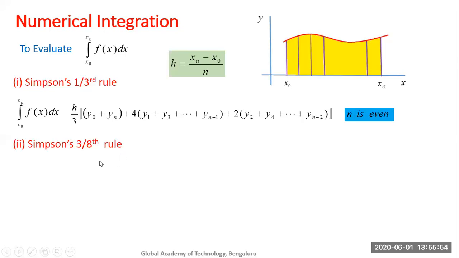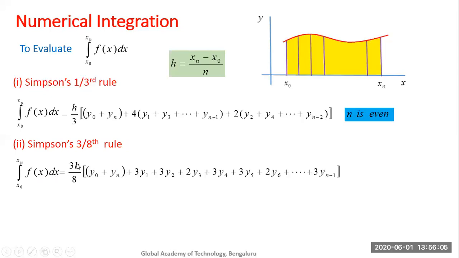We have one more formula, one more rule called Simpson's 3/8 rule. Again, this formula is to find the value of the integral x naught to xn f of x dx, which is given by 3h by 8. H is the step length, so 3h by 8. Once again, y0 plus yn. And for the remaining ordinates, it is 3y1 plus 3y2 plus 2y3, 3y4, 3y5 plus 2y6. And it continues, it goes up to 3yn minus 1. So after y6, if you want to write the values, it will be 3y7, 3y8 and 2y9.